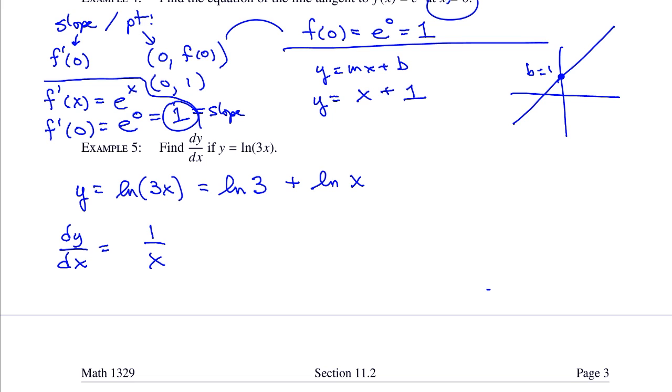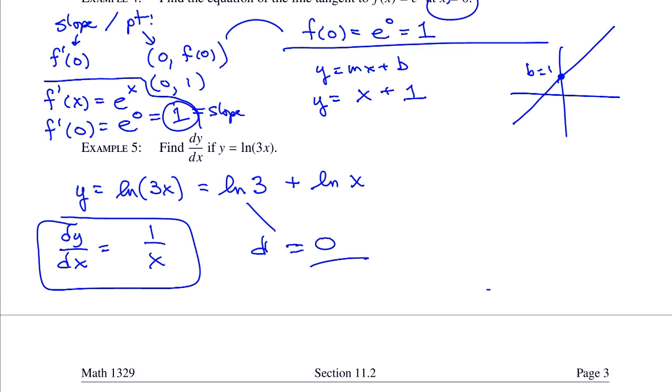Yeah. 3 is a constant. So what's the natural log of 3? The natural log of 3 is a constant. What's the derivative of the natural log of 3? 0. That is 0. So that's the answer. Because the derivative here is equal to 0.